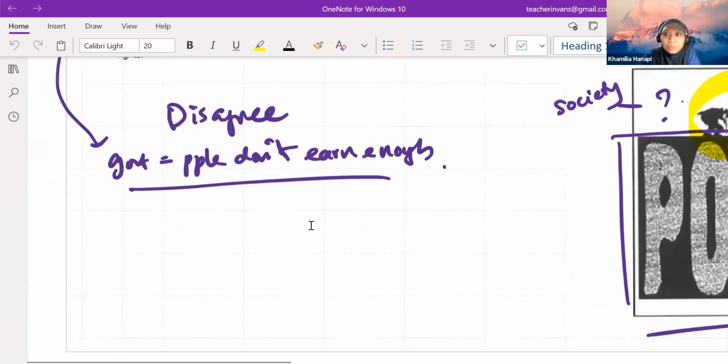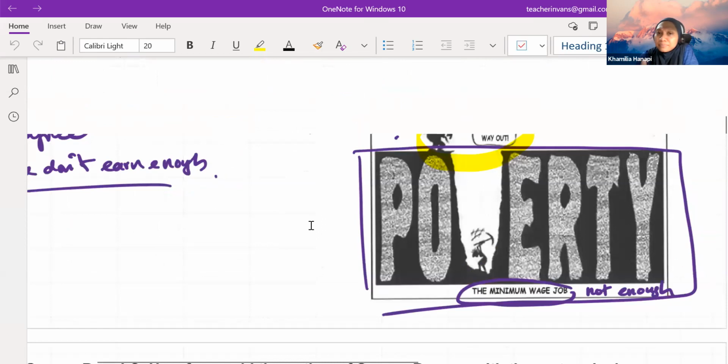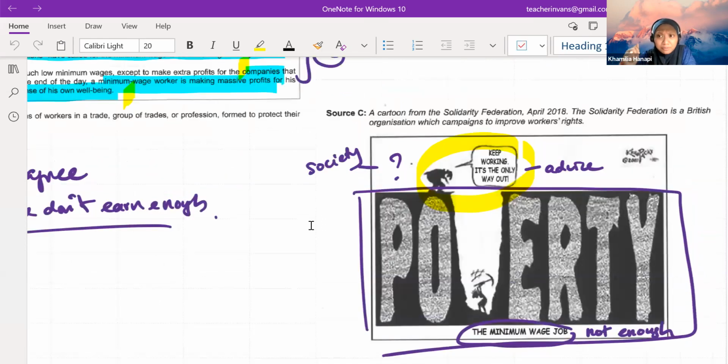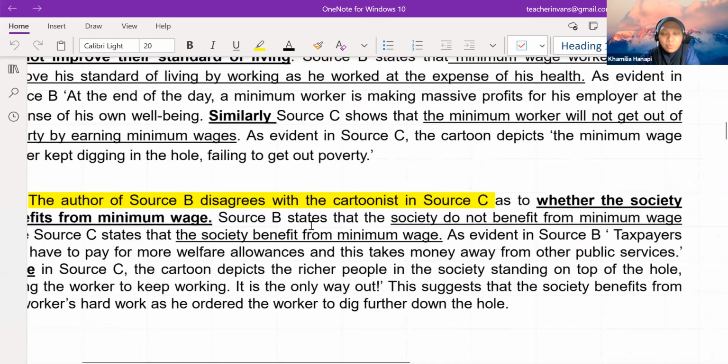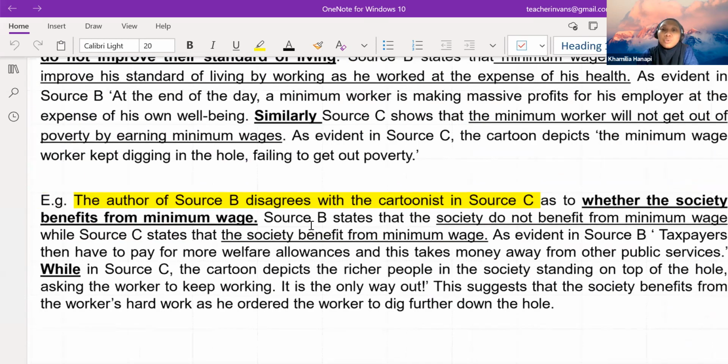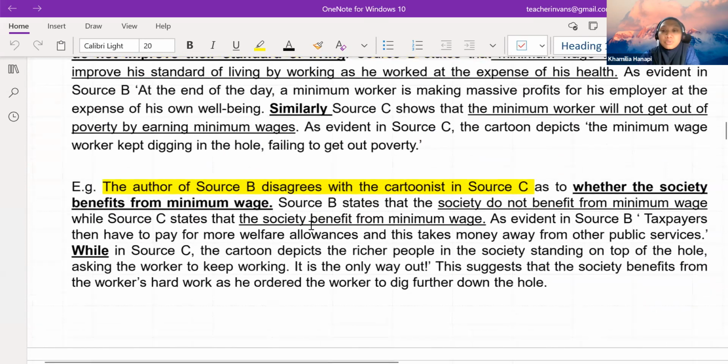Okay. Whereas with this one, because we are not so sure whether this is advice or this person is being sarcastic, there is a difference. So Source B clearly shows that society does not benefit, while Source C states that society does benefit. Agree? And specifically in Source C, it shows the richer people in society, or society itself, standing on top of the hole, asking the workers to keep working. So it shows that society does benefit from the workers' hard work because he is continuing to dig the hole. Not easy to get this. Okay, not easy to get this.